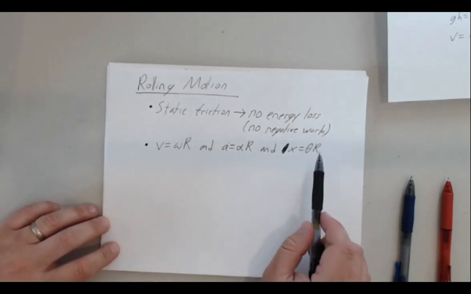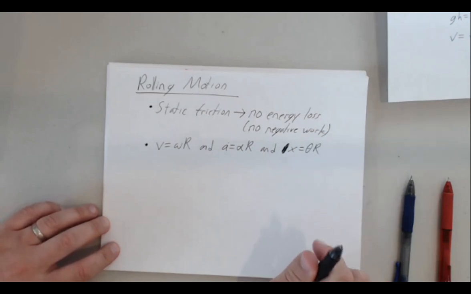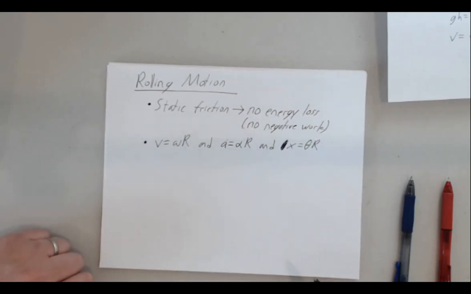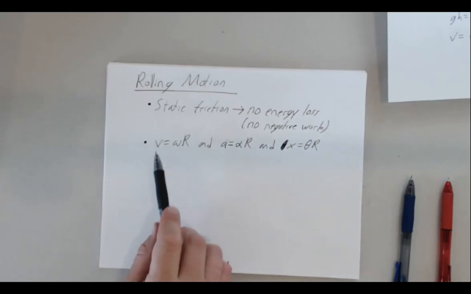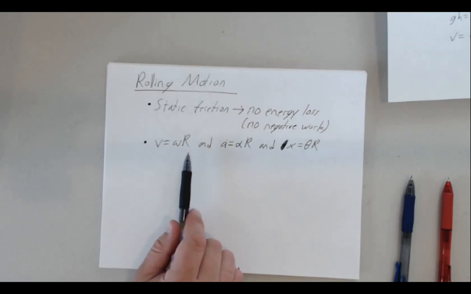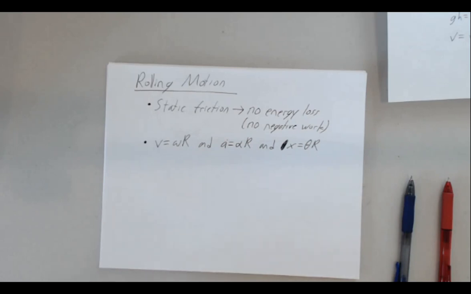Now, I could write these things as cross products and do the vector bits, right? But here I'm just writing them as scalars. And so I'm talking about the magnitudes, okay? Does that make sense? So these are all the magnitudes. So I'm talking about the magnitude of the velocity vector is equal to the magnitude of the angular velocity vector times the magnitude of the radius vector. And the same is true for all of these, right?